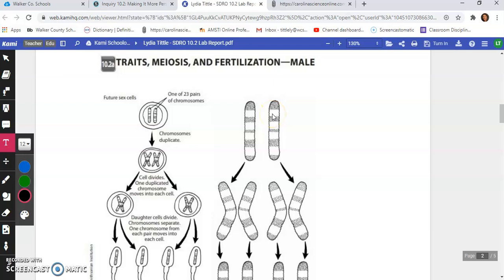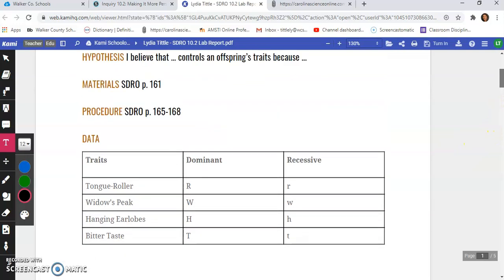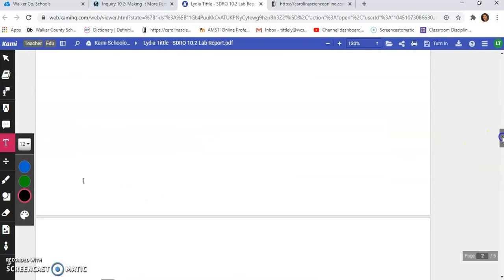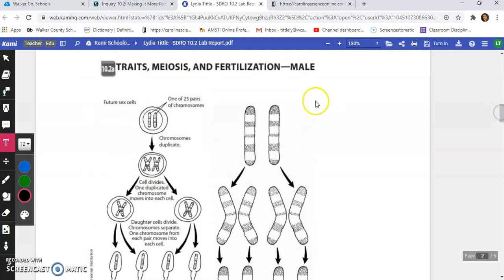Okay, if you are looking at the second trait, that was for widow's peak. Oops, sorry. So if you have a widow's peak, you'd put big W here, or you could put a big W here and a little w here. If you do not have the widow's peak at all, then of course you'd put little w, little w.